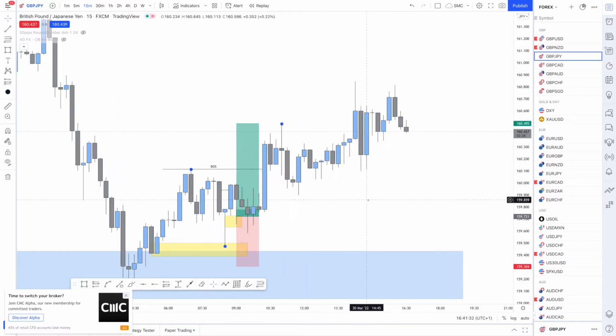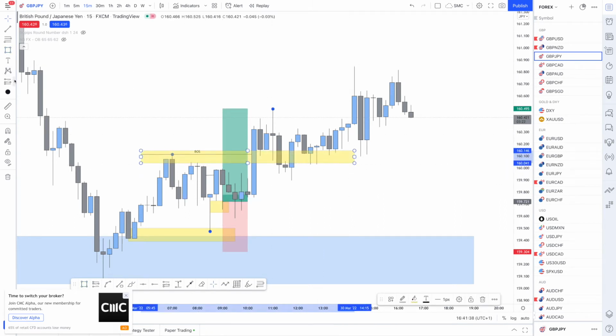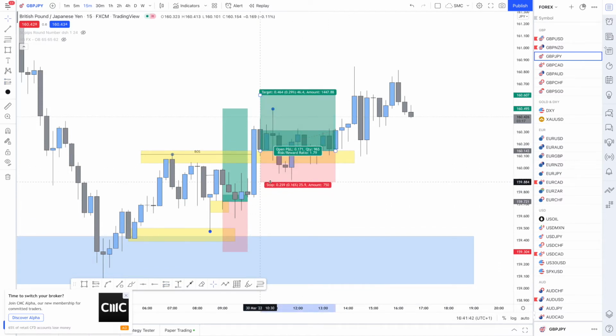What I was anticipating then is you're going to have the break and retest traders here looking to take longs right here, right? With the stop loss underneath. So the stop loss was going in about 159.900 for the break and retest traders.